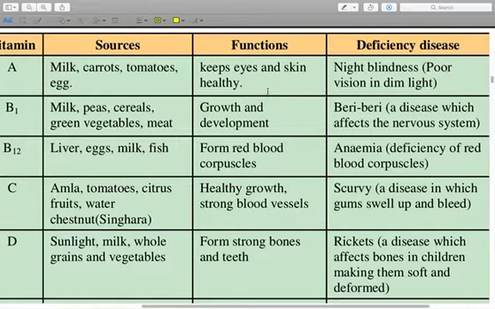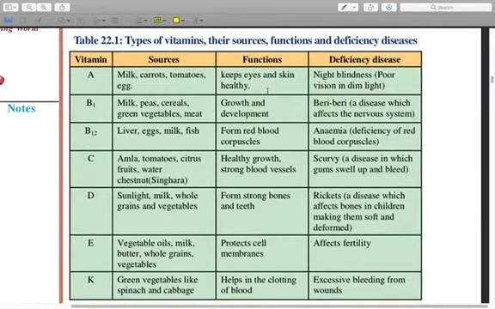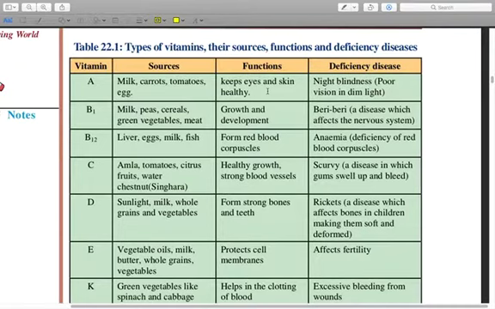Deficiency disease. What will happen if you don't get enough vitamin A? Night blindness, poor vision in dim light. You might have heard about night blindness, that when there is a dim light, they cannot see, especially after sunset, after 6 o'clock. They will have blindness. This is called night blindness.